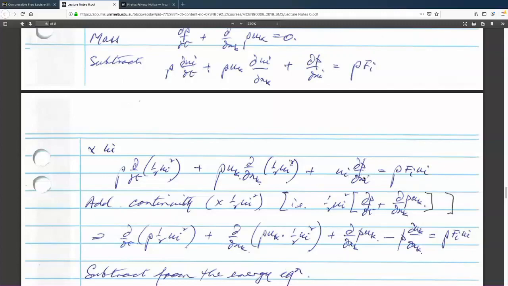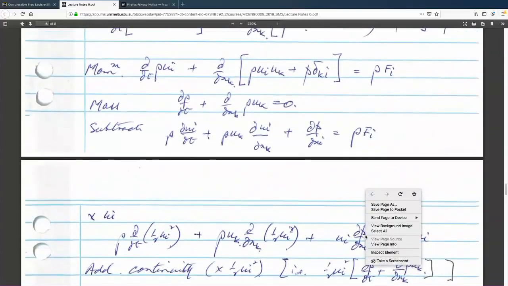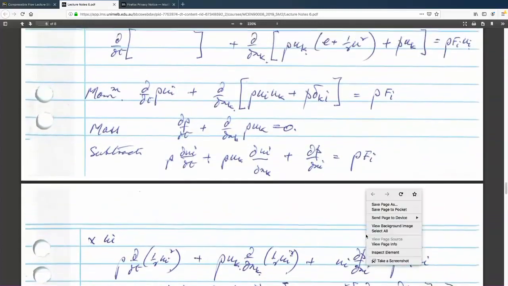This ui dp dxi would be the same thing as uk dp dxk, because it's summed. But that's the same thing as d dxk of p uk minus p d uk dxk. That's the same thing as this term here. So now this equation has a lot in common with the original energy equation, which I wrote down up here.